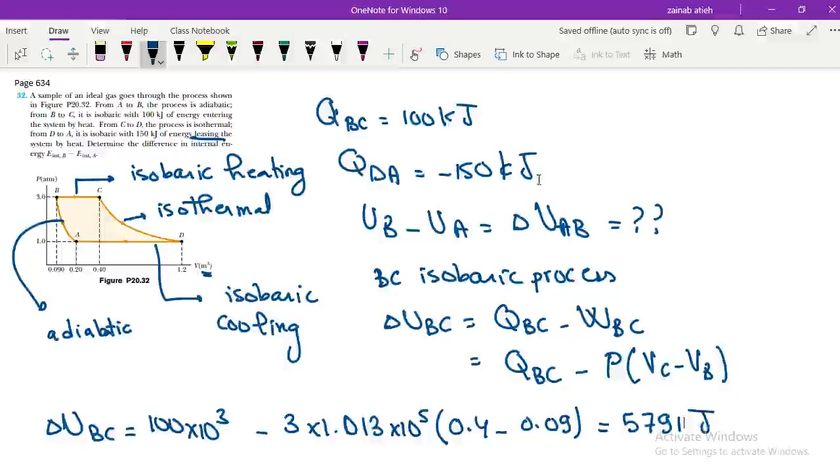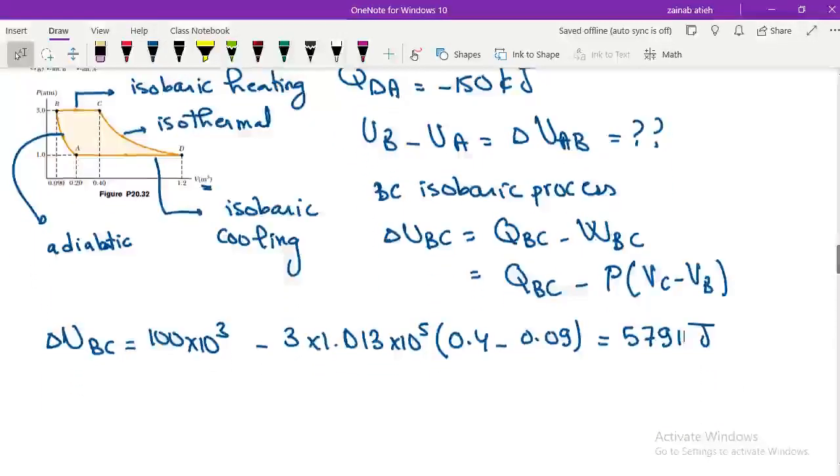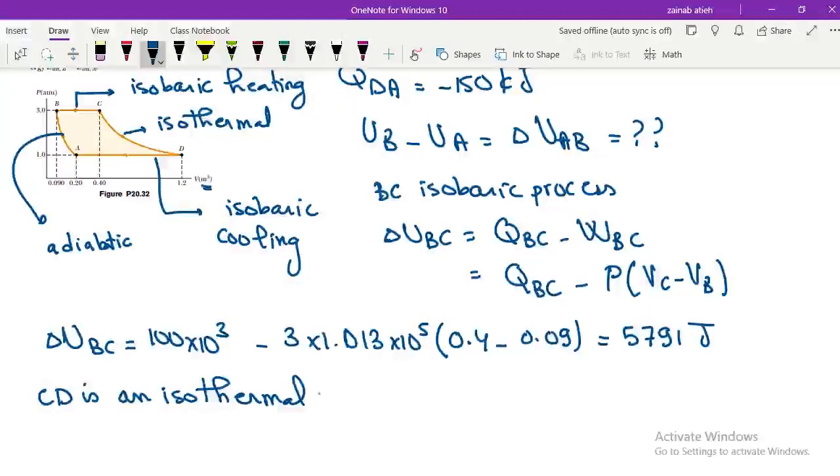Let's move now to CD. CD is an isothermal process, then delta U CD must be equal to 0. No calculation is needed. The temperature is constant and U is a function of temperature. Let's move now to DA.